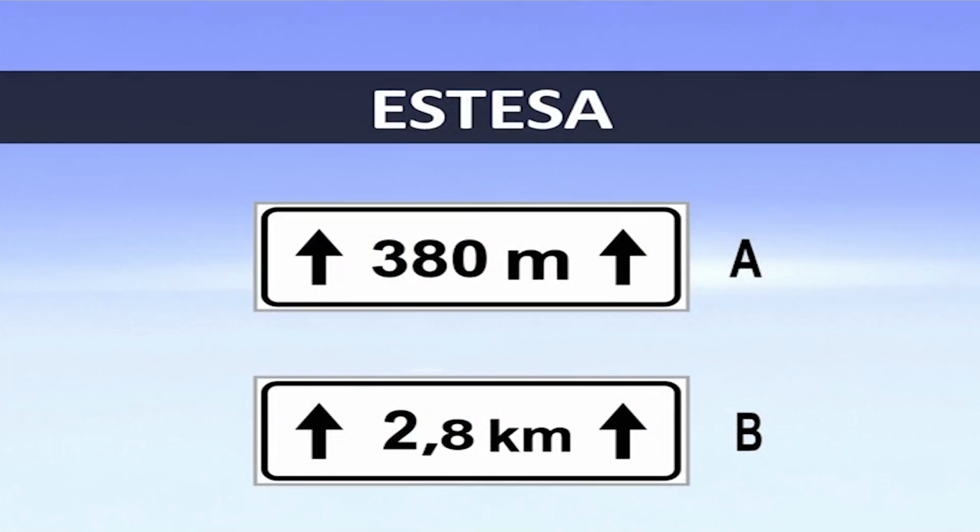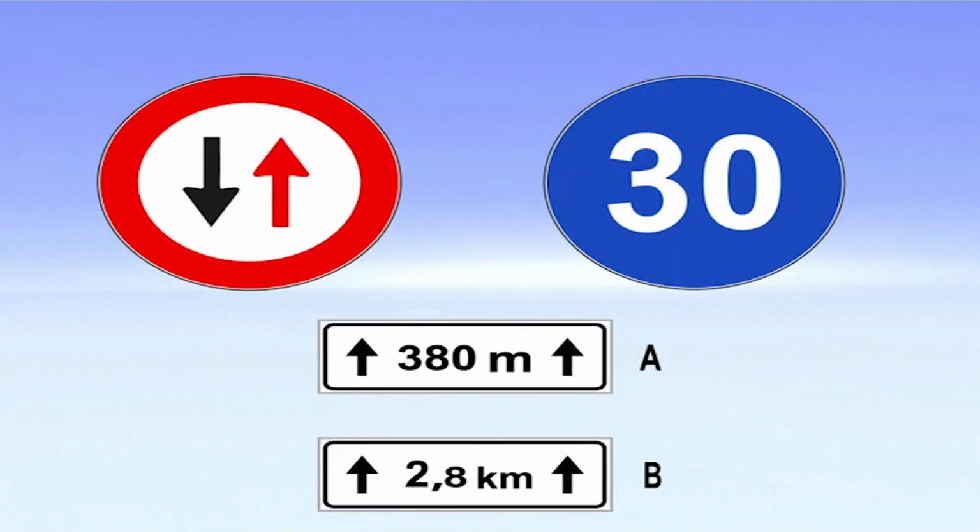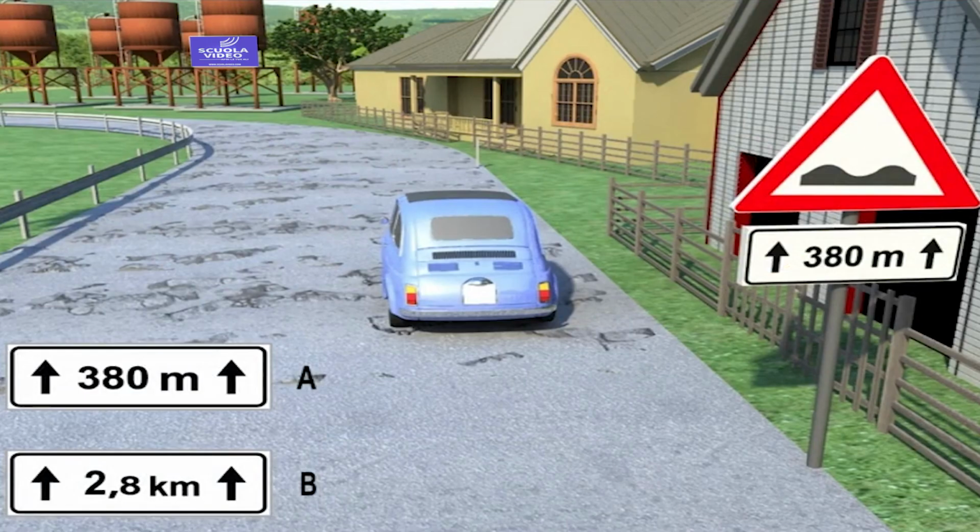Estesa. The extended prescription. This supplementary panel can be found to supplement mandatory prohibition signs to indicate the length of the road section in which the prescription applies. It can also be placed under a danger sign, always indicating the length of the dangerous stretch of road. In this case, it makes us understand how many meters the road is in bad conditions.